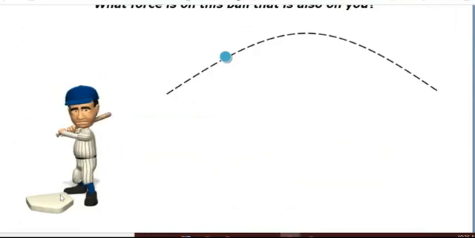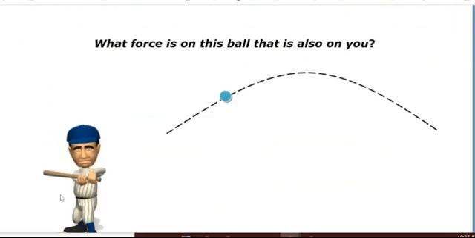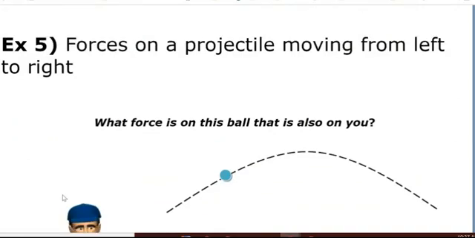On the ball. Now this trips up a lot of people. So I always love this number. Could you move it up a little bit? So we're going to do a free body diagram, which is simply what are all the forces on the body? Forces on a projectile moving from left to right. What are all the forces?